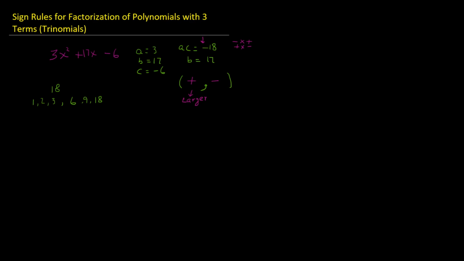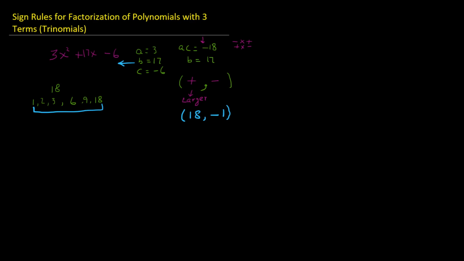So if we multiply 18 with 1, we get 18. Can we get 17 when we add them? Yes, we can. So it means the larger number will have a positive sign. So we got our numbers as 18 and 1. 1 has a negative sign and 18 has a positive sign.